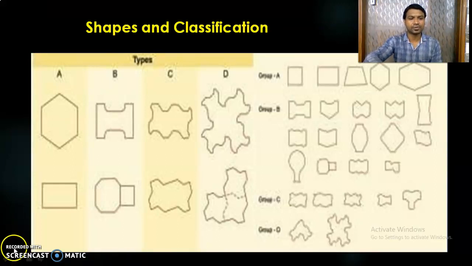Shapes. These are the different shapes and classifications of a paver block. You can see this A, B, C and D, and we can have group A, group B, group C and group D. We can have different kinds of paver block which are available in the market, and these paver blocks are used for different reasons.